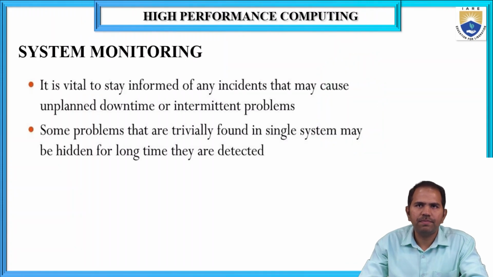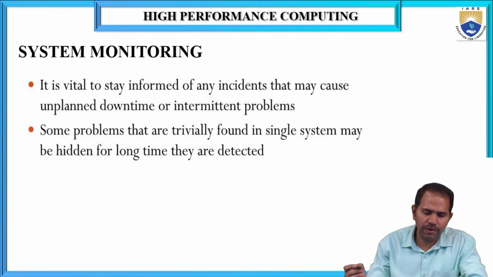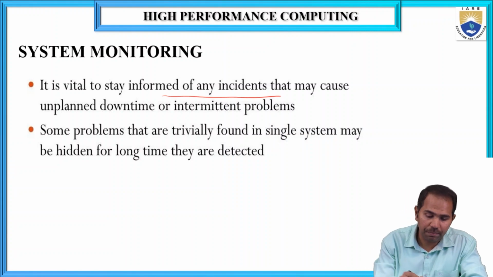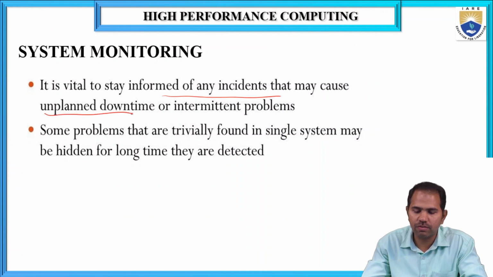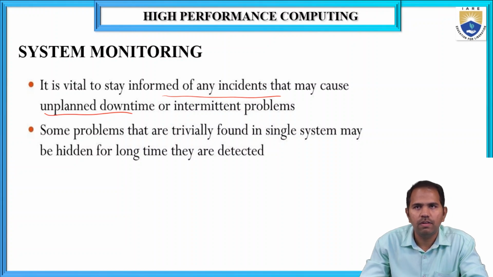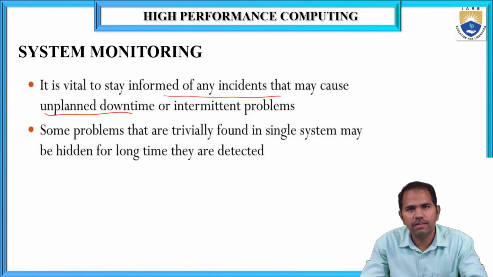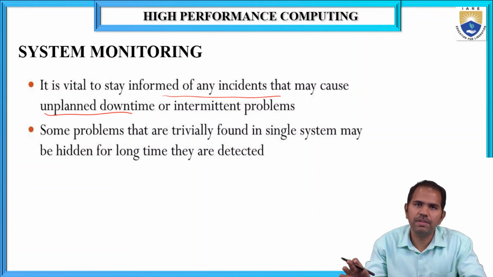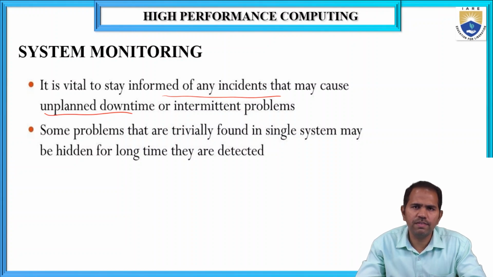Now, system monitoring is vital to stay informed of any incidents that may cause unplanned downtime. If any unwanted incidents happen at a node and we do not identify them, the system may go down. So that has to be identified. That is the major thing. So you always have to monitor for unplanned downtime. Whenever some incident suddenly happens, the system may go down, meaning a shutdown. That is the situation.